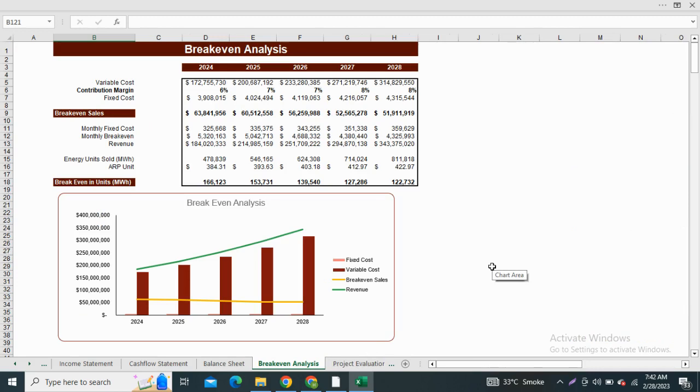Next, we have the break-even analysis, the point at which the cost and the income of your business are equal. The model shows the break-even with respect to the sales amount as well as the energy units sold.